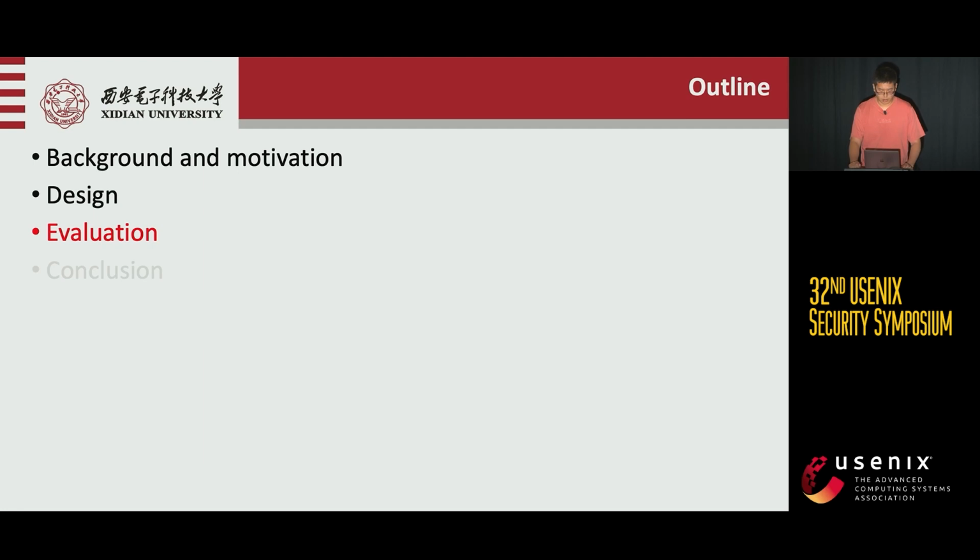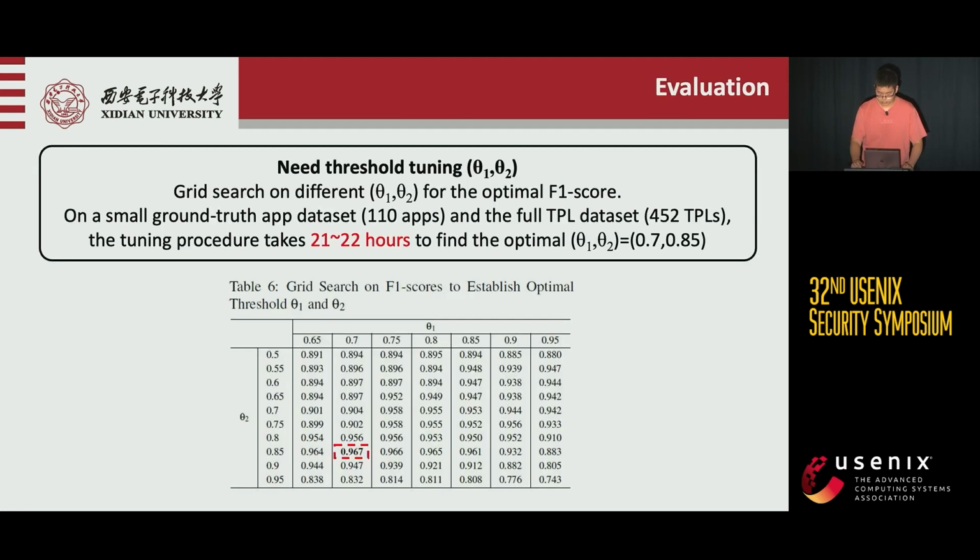Then we show the evaluation of LibScan. LibScan relies on the thresholds, and the thresholds have a correlative impact. So we use a grid search on a small app dataset and the 4 TPL dataset to get the optimal thresholds. The tuning procedure is totally automatic, and it takes around 21 to 22 hours to get the optimal thresholds.